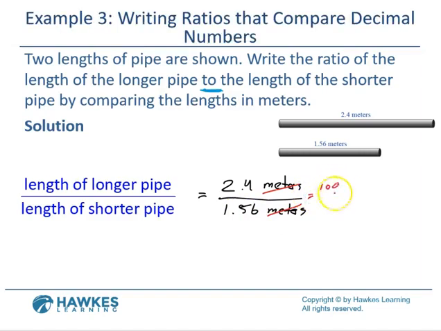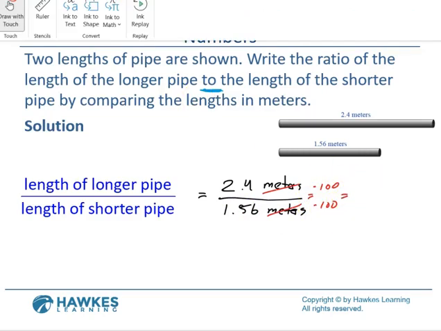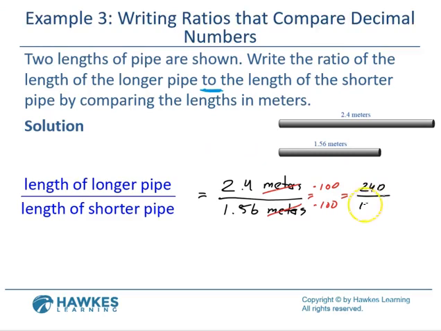If I multiply everything by 100, I'm going to put my dot there so we can be intentional. That gives me something that looks like this. Notice I don't have to worry about any more decimals. I've got 240 on the top and 156 on the bottom. You can do the GCF of this, or you can just divide everything by 12. When you do 240 divided by 12, you get 20, and when you do 156 divided by 12, you get 13. So my ratio of the lengths of the pipes is 20 to 13.